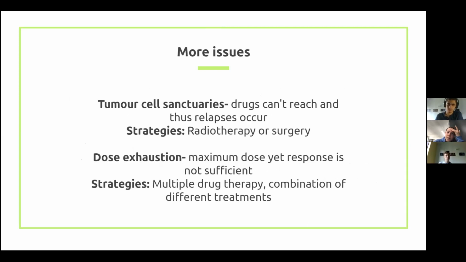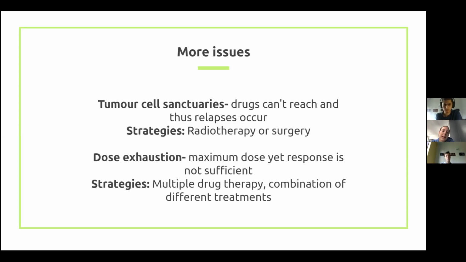What else do we have? So we have things like tumor cell sanctuary. A drug can only actually act on places which drugs can reach. For example, if there's limited blood flow or the drugs just can't reach or work on that specific spot, you're going to have a really great area for tumors to grow. And we treat this through radiotherapy, so it's more targeted, or surgery, which literally goes in and cuts it out.